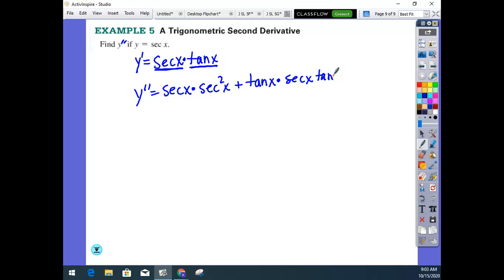And we can clean this up just a little bit because this is multiplying 3 secants, so that's secant to the third. Always make sure, this is really important, whatever variable is here has to be there after every single trig function. Plus here we have 2 tangents, so that's tan squared x secant x. And that's it.